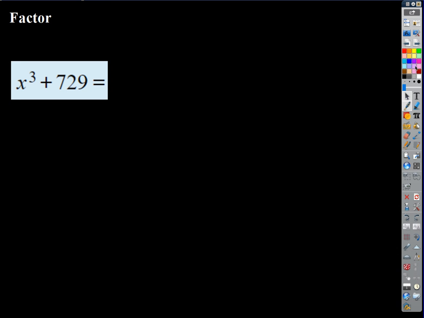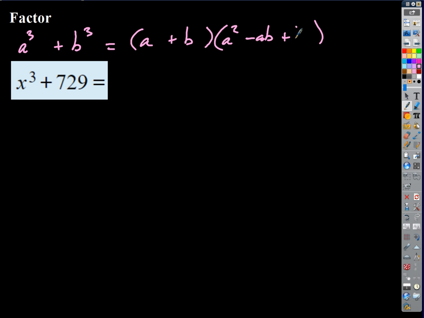x cubed plus... well, a cubed plus b cubed, right? Okay, so this is the a cubed plus b cubed pattern, and what was that one again? It's a plus b times a squared minus ab plus b squared. There we go, okay? So for us, we just have to be able to write this as something cubed plus something cubed. So what's our a? x. Okay, what's our b? 9. Okay, and then our answer is really simple.